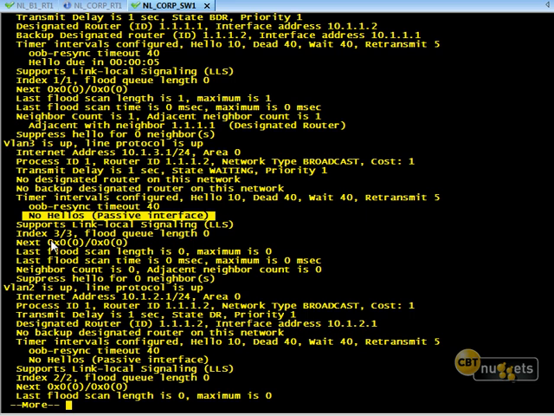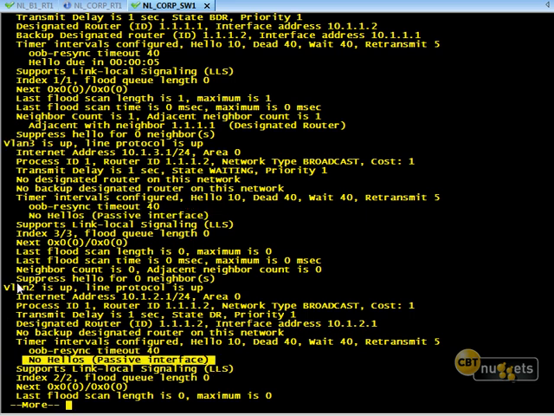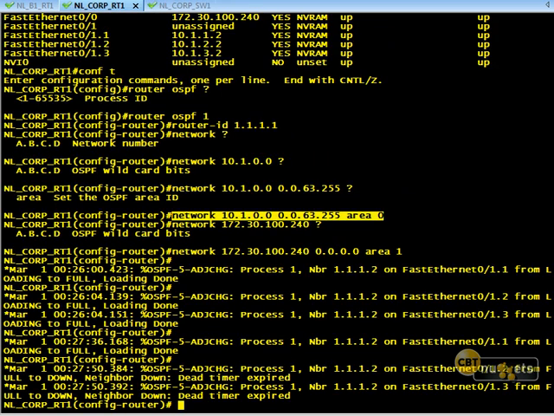This is a passive interface for VLAN 3. This is a passive interface for VLAN 2. So yes, these are included in the OSPF process. I'm advertising these networks. However, I am not sending hello messages out on those interfaces, which I think is pretty cool. So let's also do that because it didn't really specify.